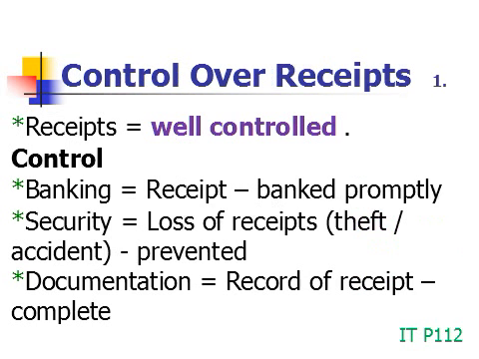1. Receipts need to be well controlled, in order to ensure good cash flow. There are 3 key features of the control of receipts. They are: banking, the receipts need to be banked promptly. Security, the loss of receipts by theft or accident needs to be prevented. Documentation, the records of receipts must be complete.